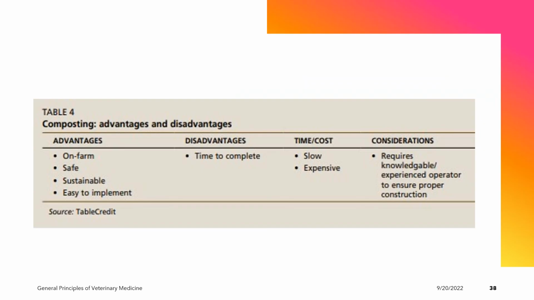For the advantages of composting, it can be conducted on farm. It is safe, sustainable, and easy to implement. For its disadvantages is the time to complete, because you need to layer, for example, the carcass with the carbon material and other materials to do the composting. It is considered to be expensive and it requires an experienced operator to ensure proper construction.